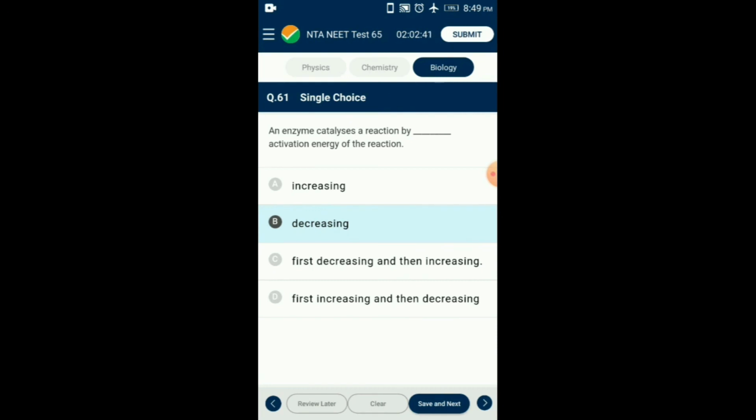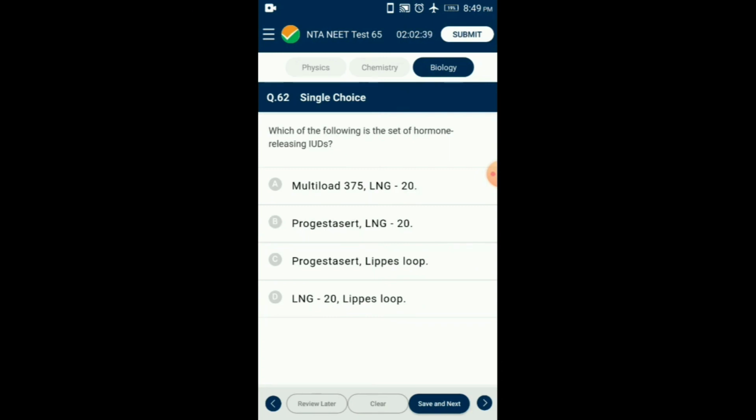Question number 62. Which of the following is a set of hormone releasing IUDs? Types of IUDs. Non-medicated IUDs, example Lippes loop. Copper releasing IUDs, example Copper T, Copper 7, Multiload 375. Hormone releasing IUDs, progesterone, LNG 20. So the answer is option B.